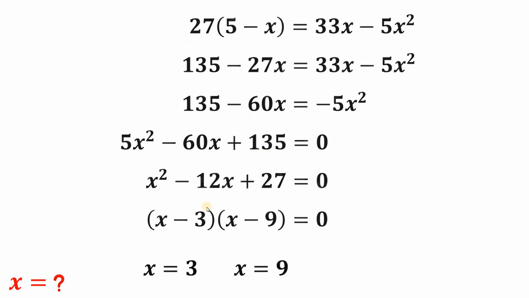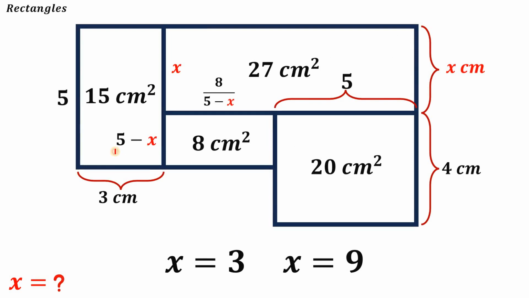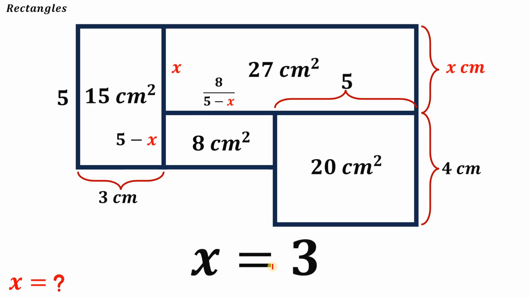Now, let's go back to our figure. Take a look at this expression 5 minus x. If x equals 9, 5 minus x is negative 4. Now, since it is a side length, we cannot have a negative value for 5 minus x. Therefore, x equals 9 cannot be the value of x. Therefore, the only value of x that satisfies this condition is x equals 3. And that is our answer to this question.